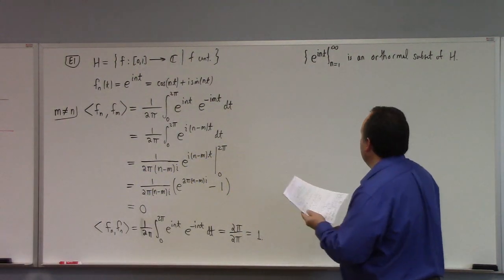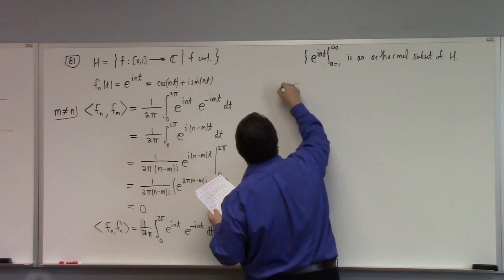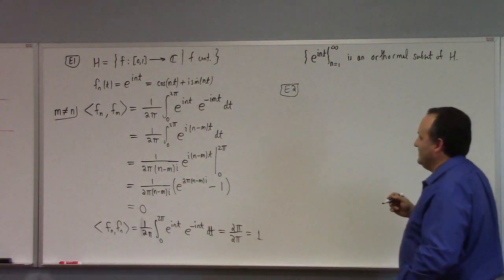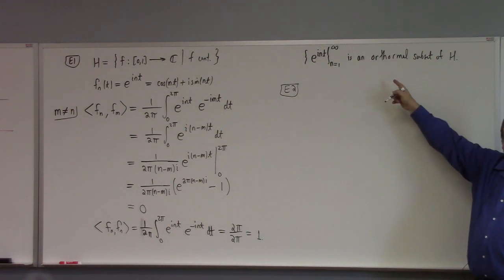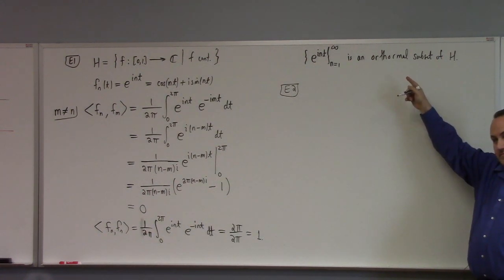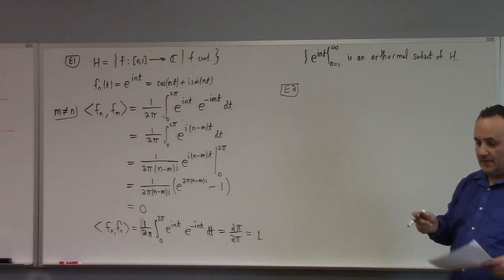So, other examples. Before I got interrupted with an important question, I just messed with you. This is a linearly independent subset of H. How many vectors in there? Infinite. So what does that say about H? It's infinite dimensional, right?